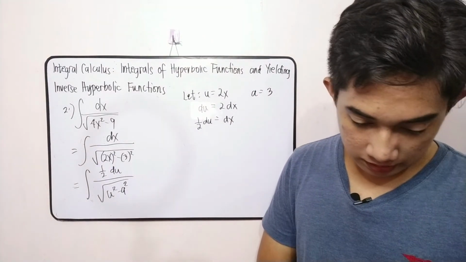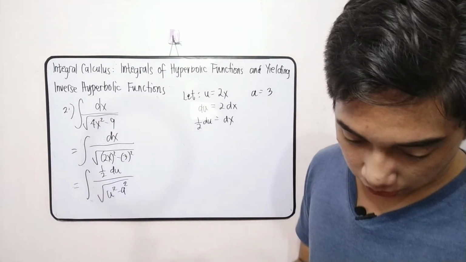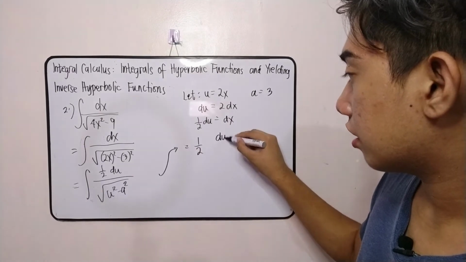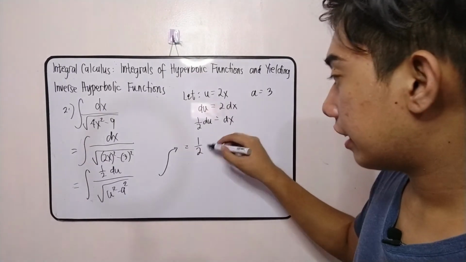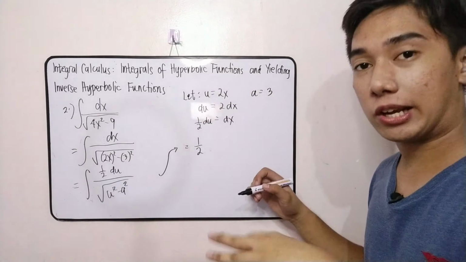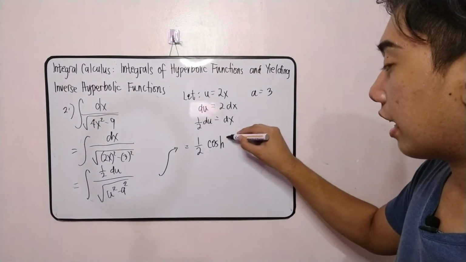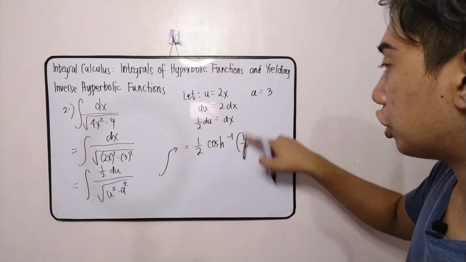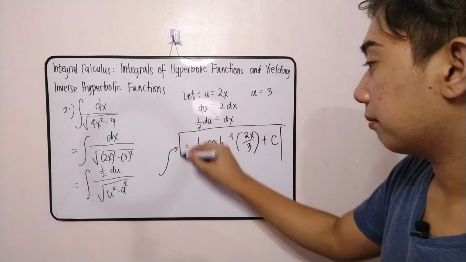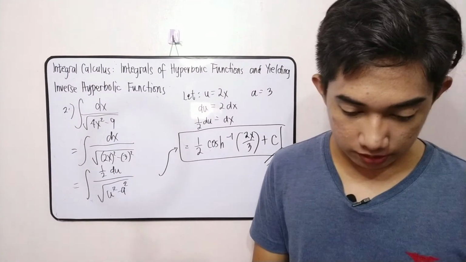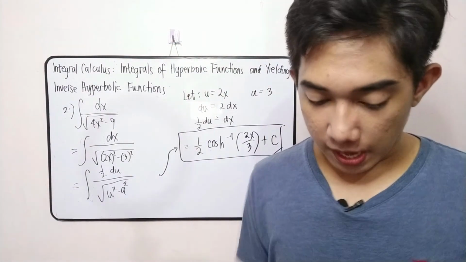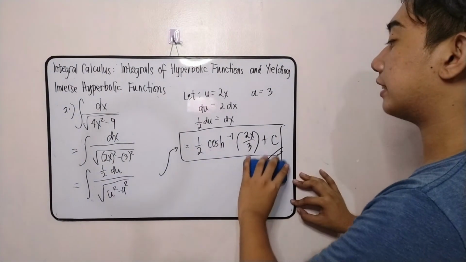Okay? So, ilalabas natin yung 1/2. Then, for this case, cosine siya. Inverse hyperbolic cosine. So, this is inverse hyperbolic cosine of u over a. What is u? 2x. Then, our a is 3 plus c. Okay? So, ganyan lang siya, guys. U squared over a squared. Okay?